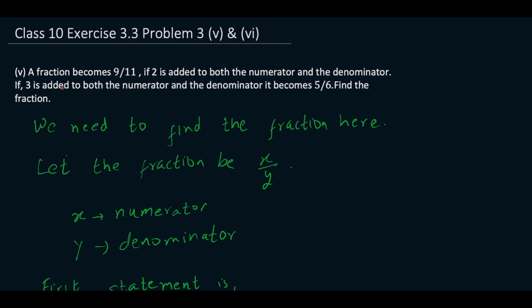Our problem here is, the first problem is, a fraction becomes 9 by 11 if 2 is added to numerator and the denominator, and if 3 is added to numerator and denominator, the fraction becomes 5 by 6. So we need to find the fraction. So let our fraction be x by y, where x is our numerator number and y is the denominator number.